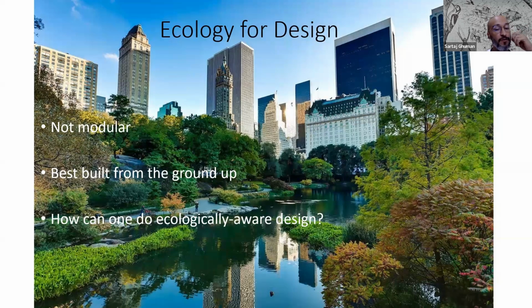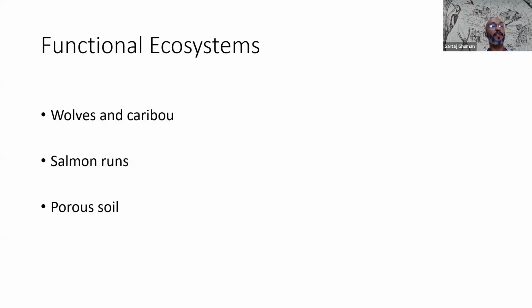But how does one go about doing it then? Hopefully by the end of the presentation, you'll have some idea. But let's begin with the question of why do you need a functional ecosystem? What does a functional ecosystem give you? So a pitch for functional ecosystems. Three examples which I will give you. The first one is of wolves and caribou.